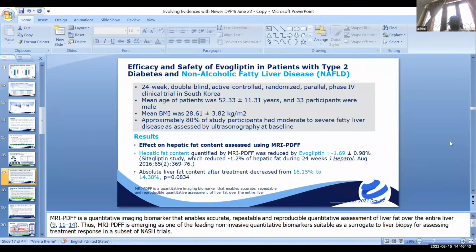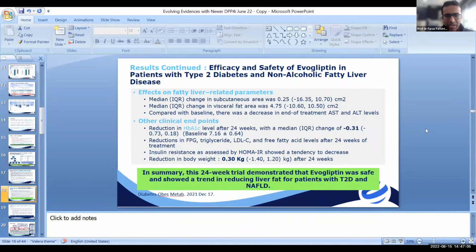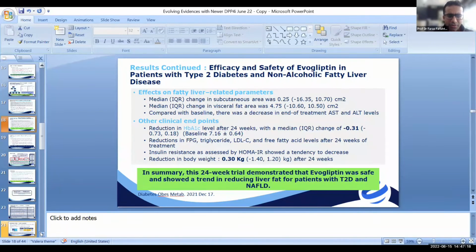Does this have any effect on NAFLD? I think we are moving ahead from the term NAFLD to MAFLD. We are now in a time where NAFLD will probably be renamed in future as metabolic associated fatty liver disease. So let's see, does this have any effect on NAFLD? This 24-week trial demonstrated that Evo was safe and showed a trend in reducing liver fat for patients with diabetes and NAFLD. I think most of our diabetic patients, we know, have an underlying NAFLD.